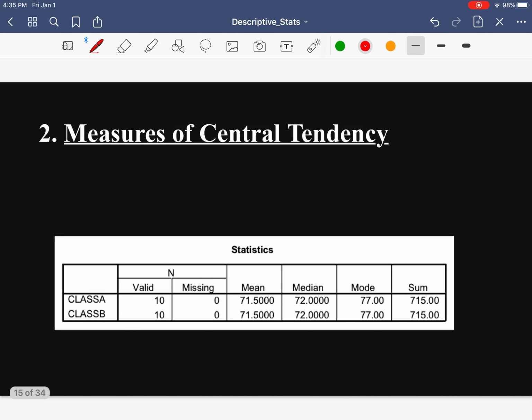All right, cool. Here is what an SPSS output might be like. We can see already some of our examples of descriptive statistics. Here we see the N, which was a summary of data. And then here we see our mean, median, and mode, which would be our measures of central tendency.